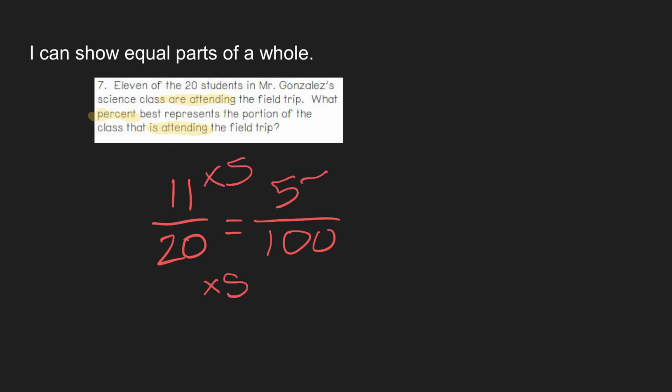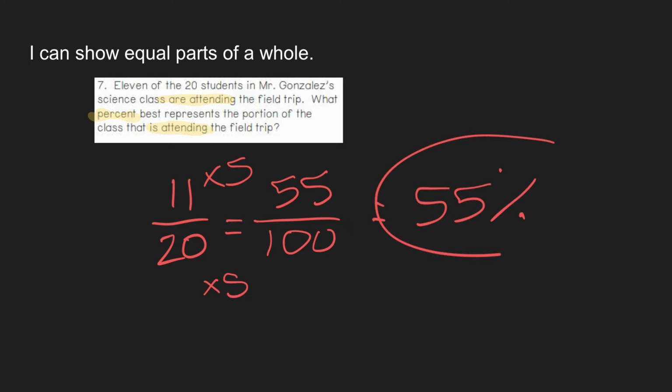So 11 out of 20 are attending. We want percent, so let's get it out of 100. Times 5 here, times 5 here. There we go, 55%. Smiley face with a tongue. There we go.